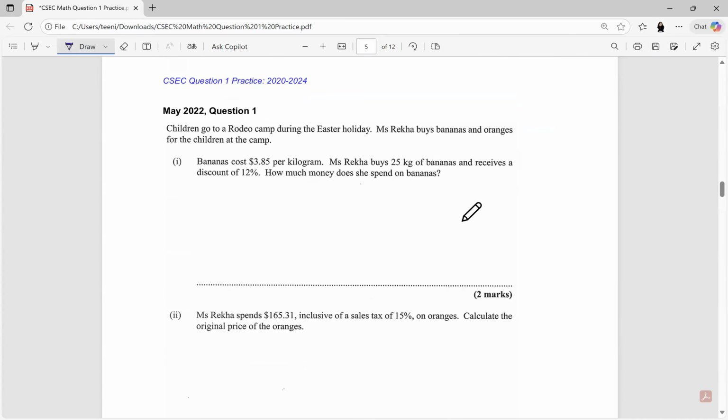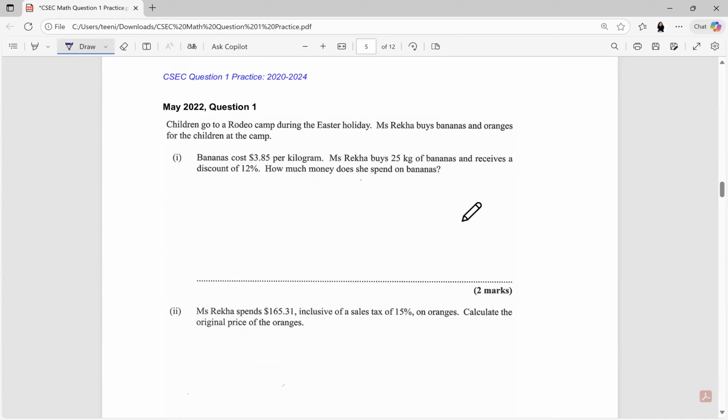Okay, let's look at this question. Children go to a rodeo camp during the Easter holiday. Miss Rika buys bananas and oranges for the children at the camp. Bananas cost $3.85 per kilogram. Miss Rika buys 25 kilograms of bananas and receives a discount of 12%. How much money does she spend on bananas? You'll try this one for me.